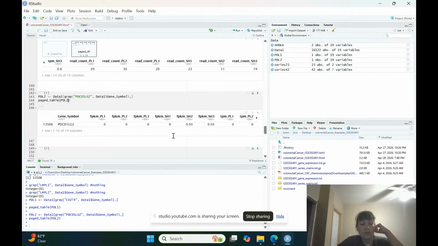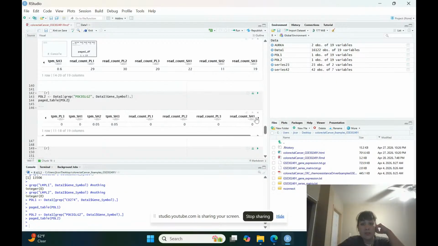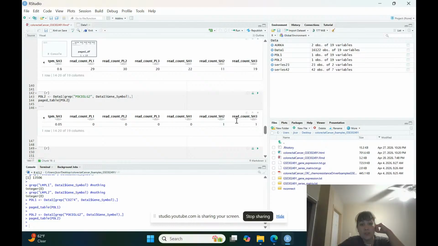It doesn't say that these people have Epstein-Barr virus, but fragments per kilobase million of the PDL2, nothing shows up there. But when they knock out AURKA, it does show up. And then the transcripts per million, same thing, shows up when they knock it out. Nothing at all until they knock out the AURKA gene. Then it shows up. Overexpressed.